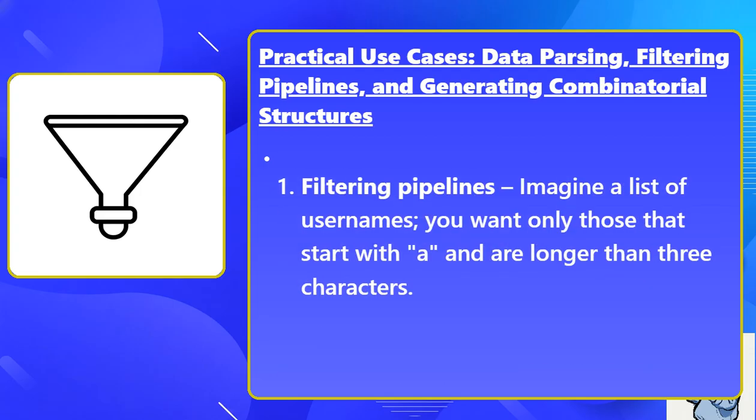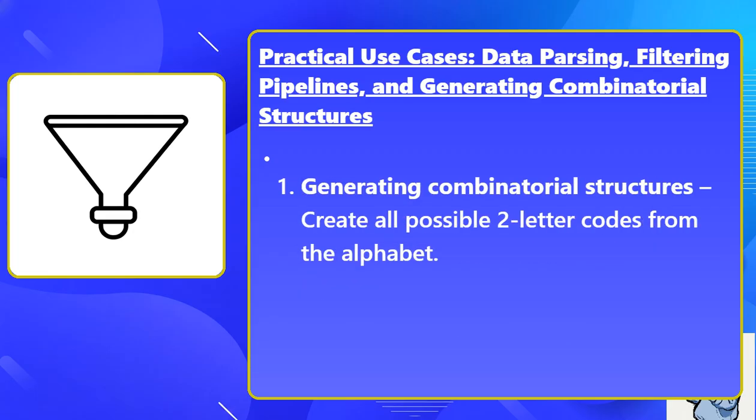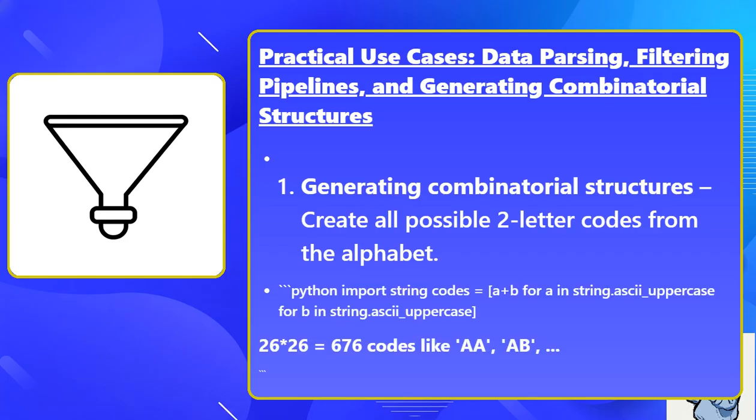2. Filtering pipelines. Imagine a list of usernames. You want only those that start with a and are longer than 3 characters. good = [u for u in users if u.startswith('a') and len(u) > 3]. 3. Generating combinatorial structures. Create all possible 2-letter codes from the alphabet. import string. codes = [a + b for a in string.ascii_uppercase for b in string.ascii_uppercase]. Comment: 26 times 26 equals 676 codes like AB, and so on.